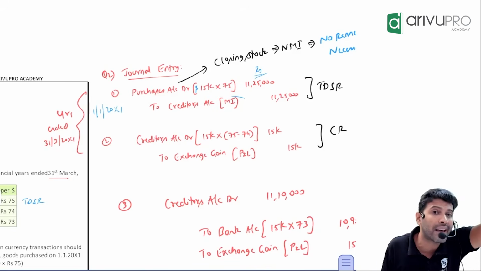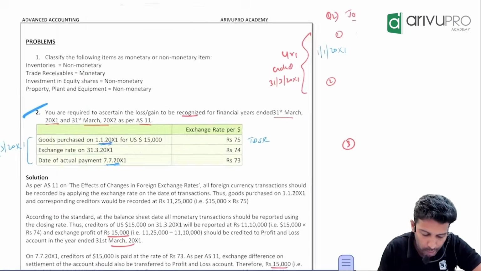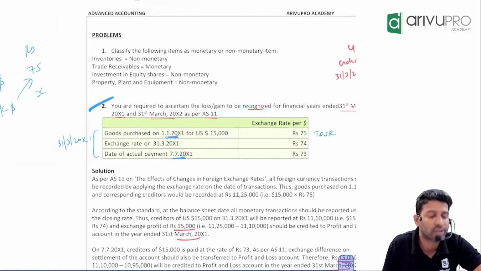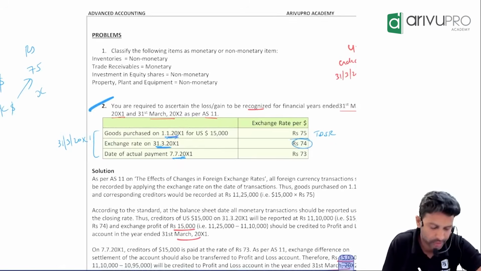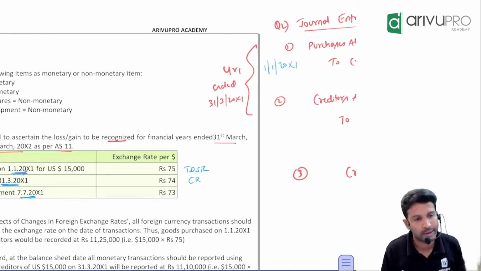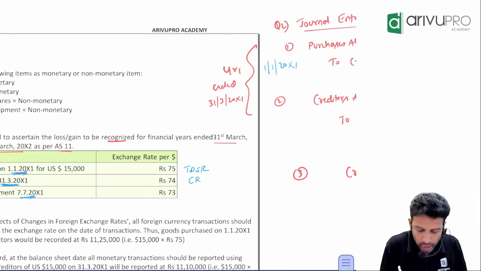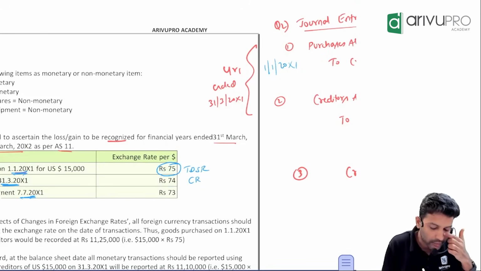They have to be shown in the balance sheet by reconverting at what rate? Closing rate. Closing rate means the rate on the day you close your books. When are you closing your books? 31st March 20x1. Have they given that? On 31st March 20x1, the rate is now how much? 74. What is the 74? CR, as in closing rate. Now you have initially converted at what rate? 75. Now you have to reconvert at 74.